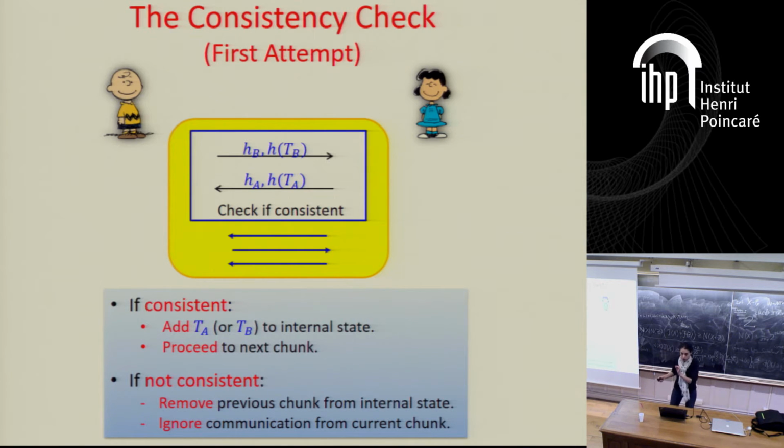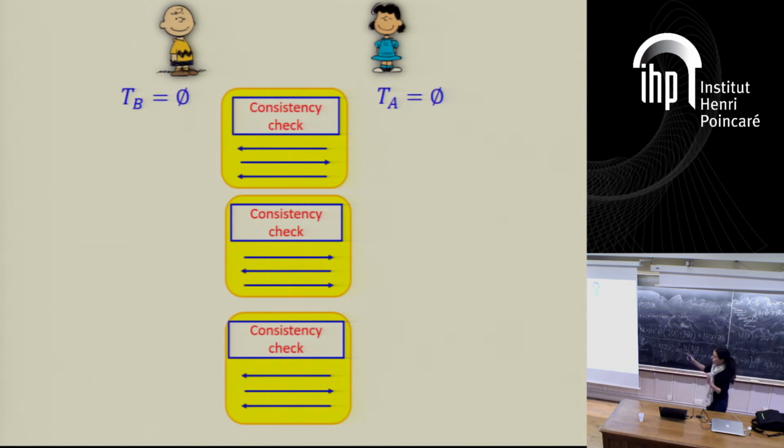So let me do this pictorially. We start. I'm Alice. I hold nothing. My transcript is empty. I'm always going to hold the transcript corresponding to the original protocol. Originally, it's empty. So the first consistency check, you don't need it. There's nothing to check. It's just here for consistency.